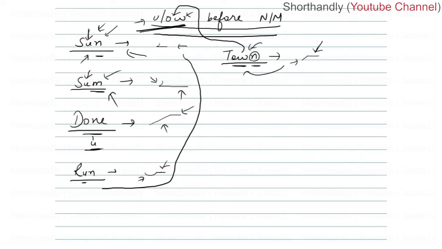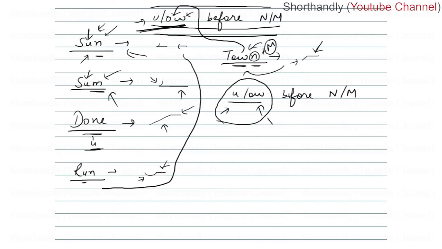In the same way, we will be omitting this ow in any word if we have this M also, because this line says U and ow before N and M. You have to keep this in your mind: whenever you have this U or ow, or a or ow, before N or M, this U and ow or a and ow will be omitted.